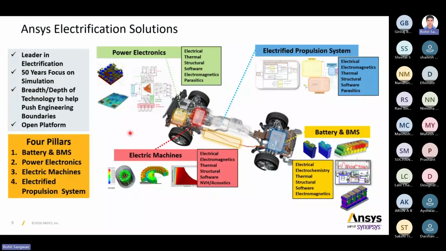Now, as engineers, we know every academic thinks we should create batteries for EV cars. Nowadays, we are seeing a lot of EV cars. If we talk about the EV, there are four major pillars: battery and BMS, then power electronics, where we talk about the electronics part, then the electric machine, like motors, and then the propulsion system. The battery is the main pillar of the EV car, where we study the electrical behavior, electrochemistry behavior, thermal behavior, structural behavior, and electromagnetic coupling also. So we'll focus on this part today.